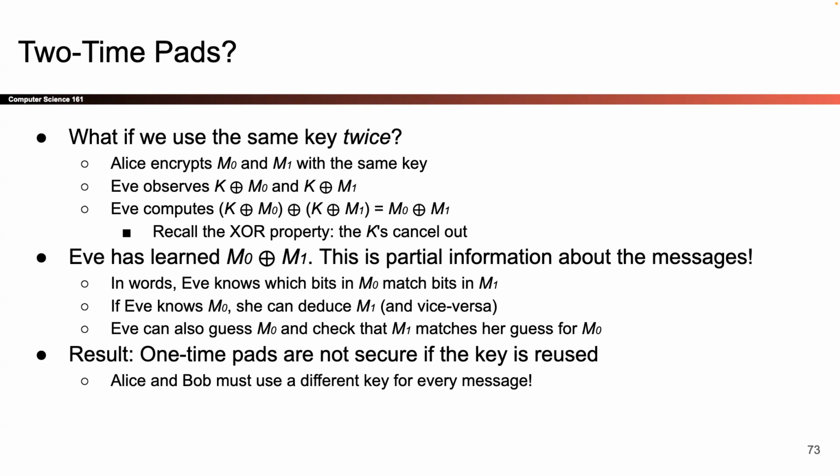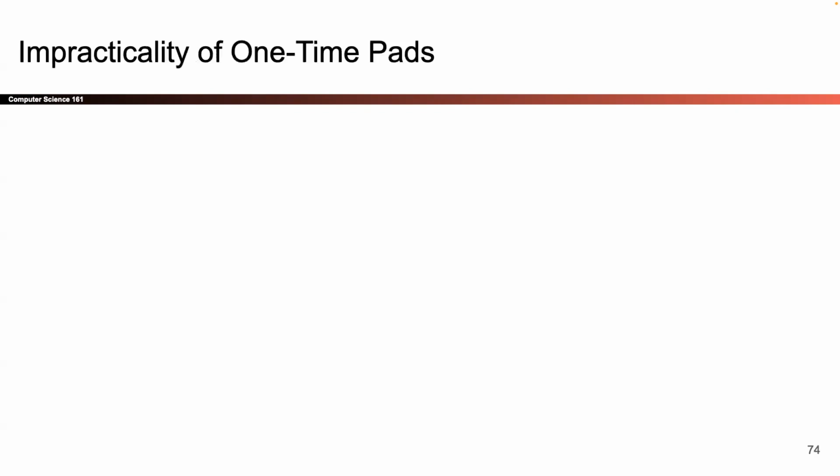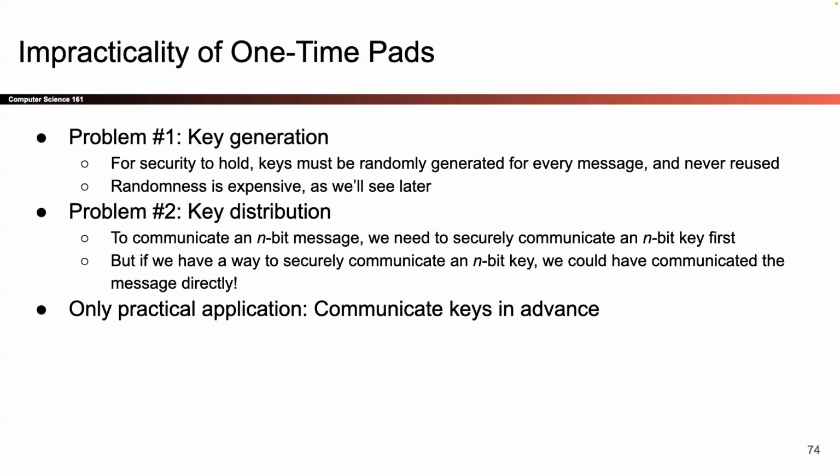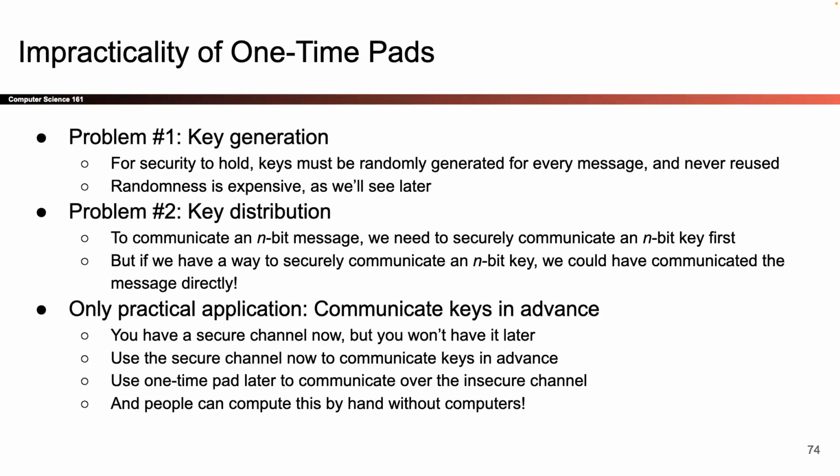Okay, great. And if you are curious why it is that this is not secure, you can even imagine that if Eve learns one message, she can guess the other. And if she learns the other message, she can guess the first one. That's pretty bad. Okay. So the takeaway from this section is that if you reuse the same key twice, a lot of things break. So we can't do that. We have to use a different key every single time. Is that easy? Well, not really.